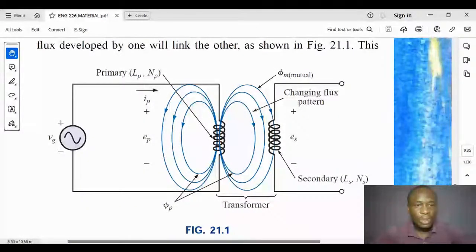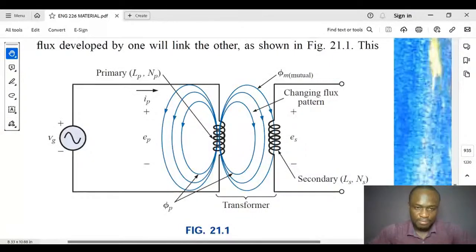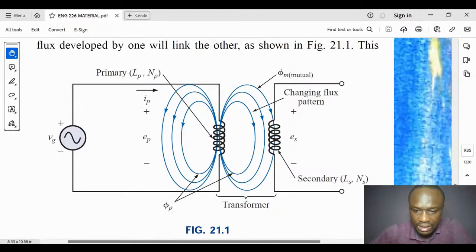So somebody said I should re-explain the mutual inductance. Let me start from the beginning. This is a ton of wire. You can see it. This coil of wire, when connected to a voltage source, this is the voltage source.